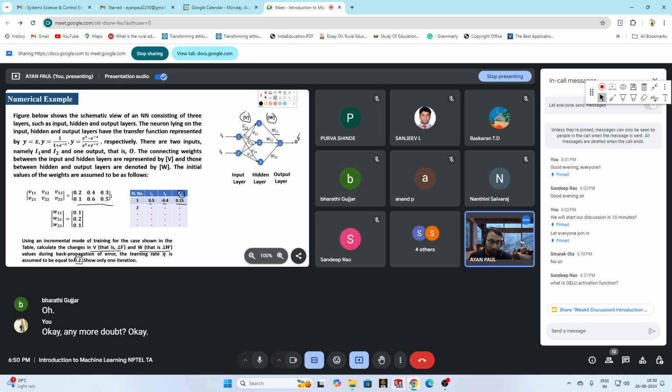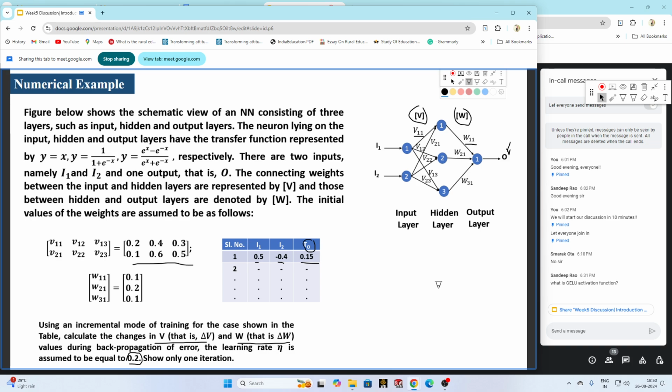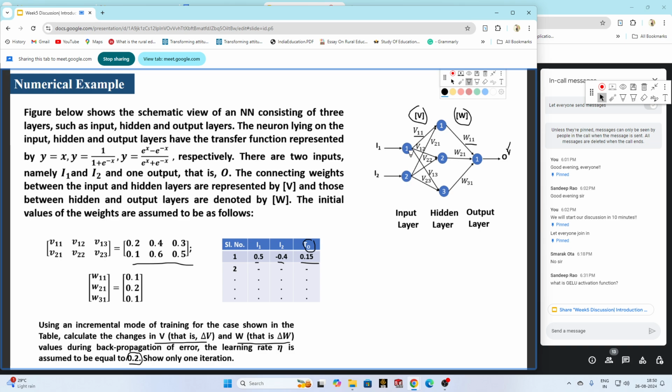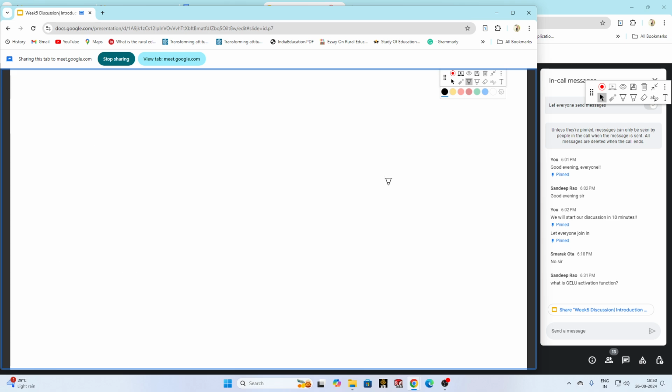Okay, so let's go to the solution. Now, our input layer. Okay, this is the input layer. What type of function are we using in the input layer? We are using a linear function. That means your I1 will be equal to IO1. That means your transformation function has no role. So I1 will be equal to IO1. Okay, so that is only written.